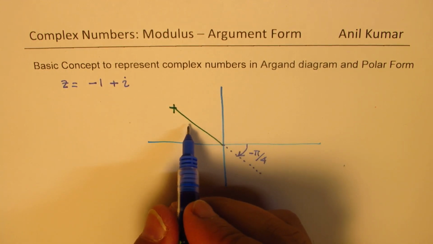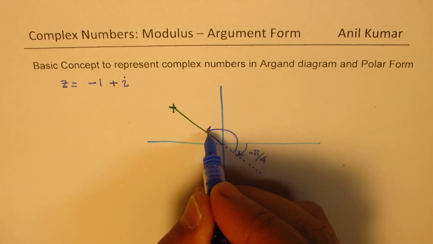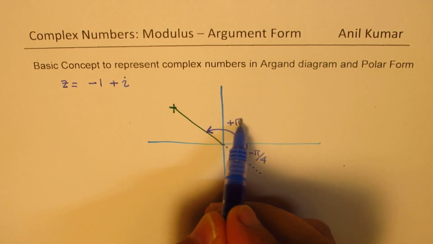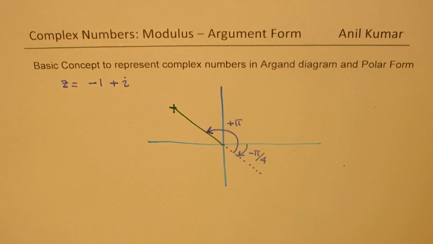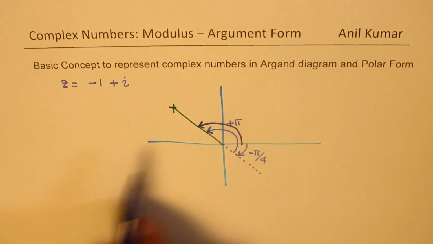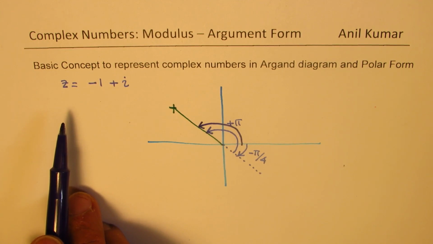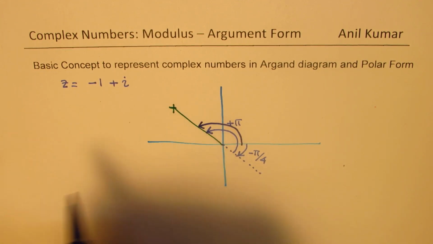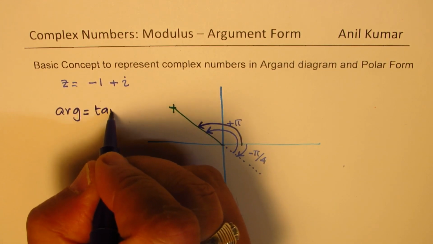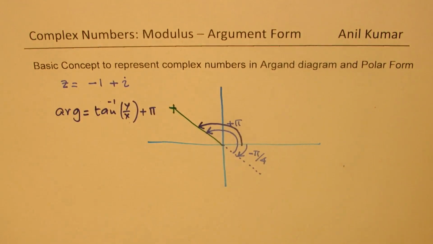For the actual value, you had to add pi, right? So that you get the real value. So you have to add pi to get the actual argument, which was 3 pi by 4. Do you see that? So if you have the complex number in quadrant 2, in that case, the argument is going to be equal to tan inverse of y by x plus pi. Is that clear to you?